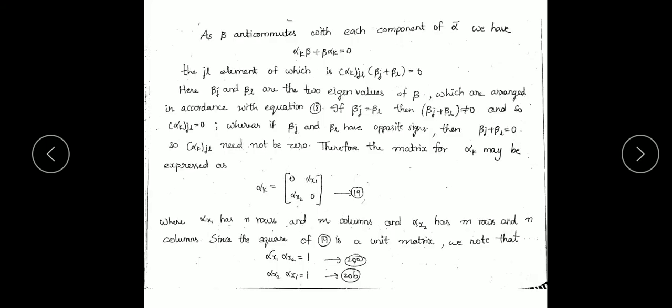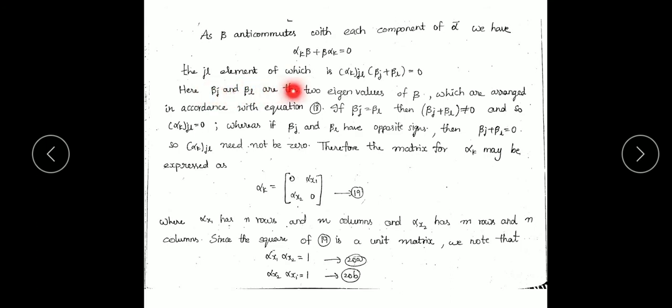And next, as beta anticommutes with each component of alpha, we have discussed this earlier also. So alpha x beta plus beta alpha x is equal to 0. In the same manner for alpha y, alpha z. So simply we could write alpha k.